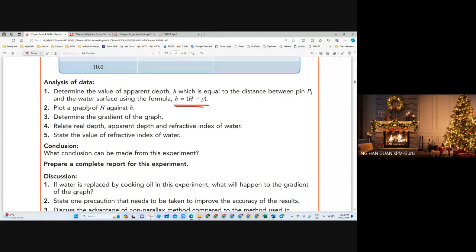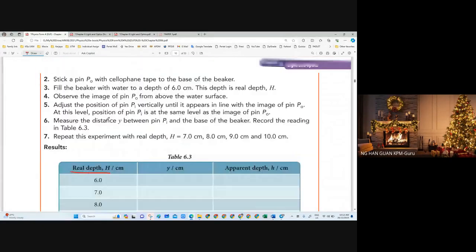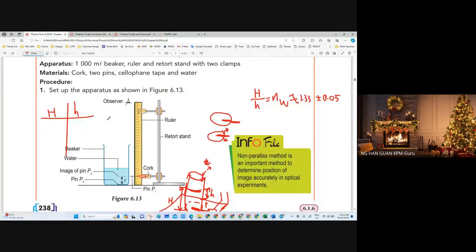After that, we plot the graph, it will be a straight line. Then the gradient of the graph, it should be directly proportional. So the gradient of the graph will represent the refractive index of water. Okay. So this experiment is very easy and simple, but it needs a very high experimental skill. All right. So that's why I think it's quite possible it will be asked within these three years.